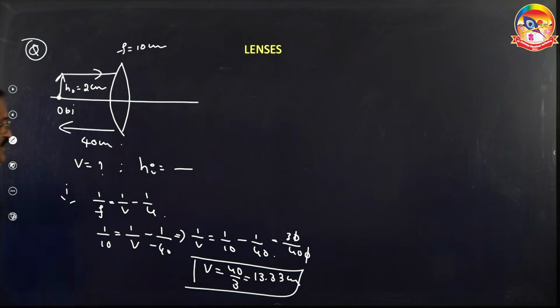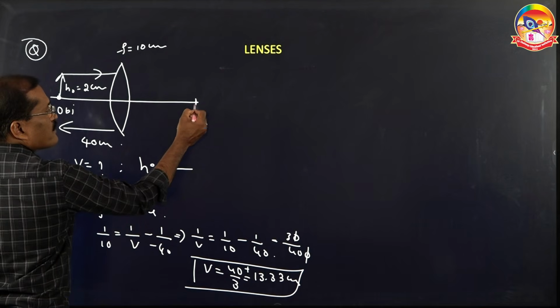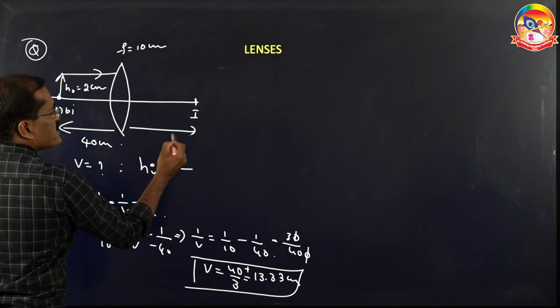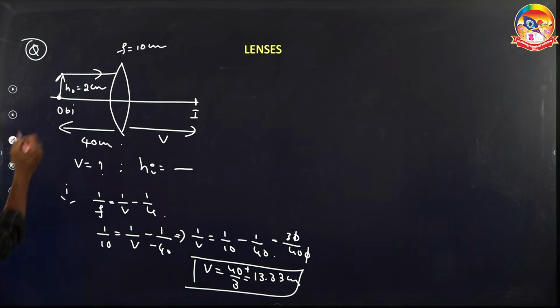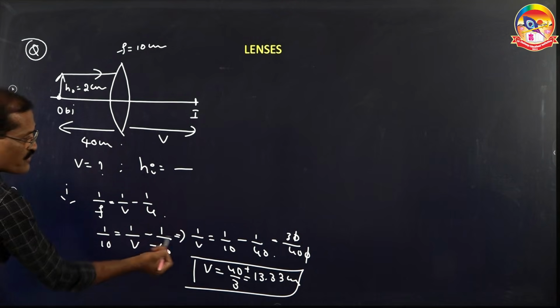Image is at a distance of 13.33, which is positive. Image distance is positive, definitely the image will be to the right side only. Image will be formed here at a distance v. When object distance is here, image is here. A convex lens can form a virtual image, but for an object when it is placed within the focus, right. So, that is how we can find out.